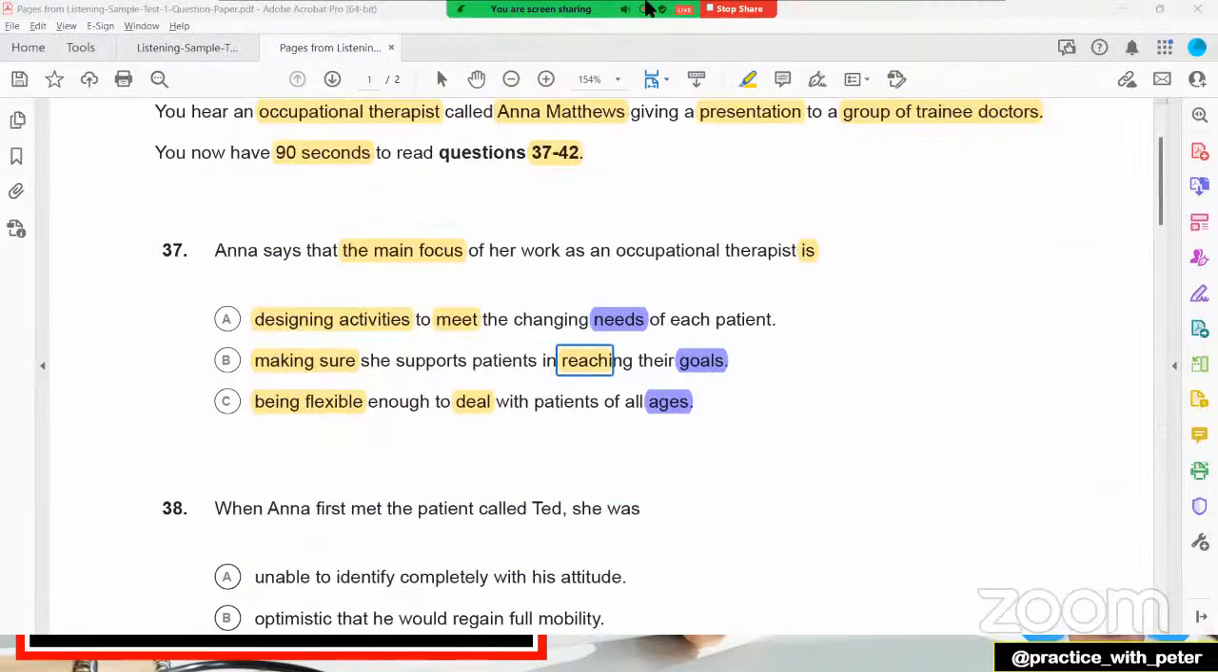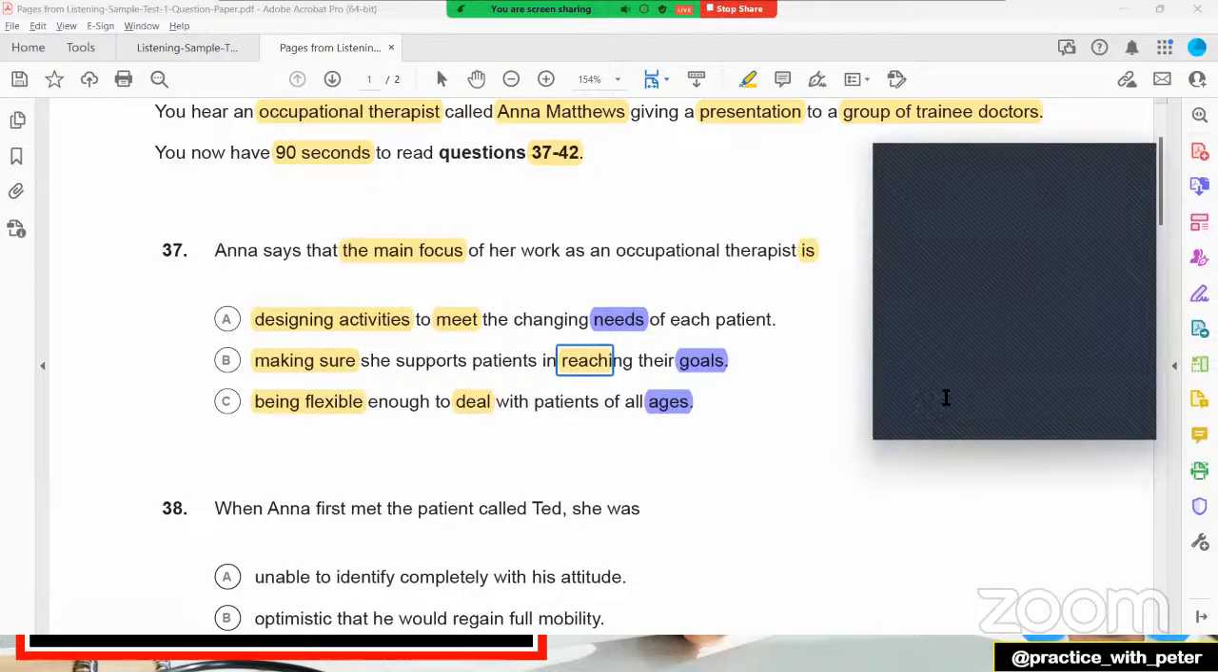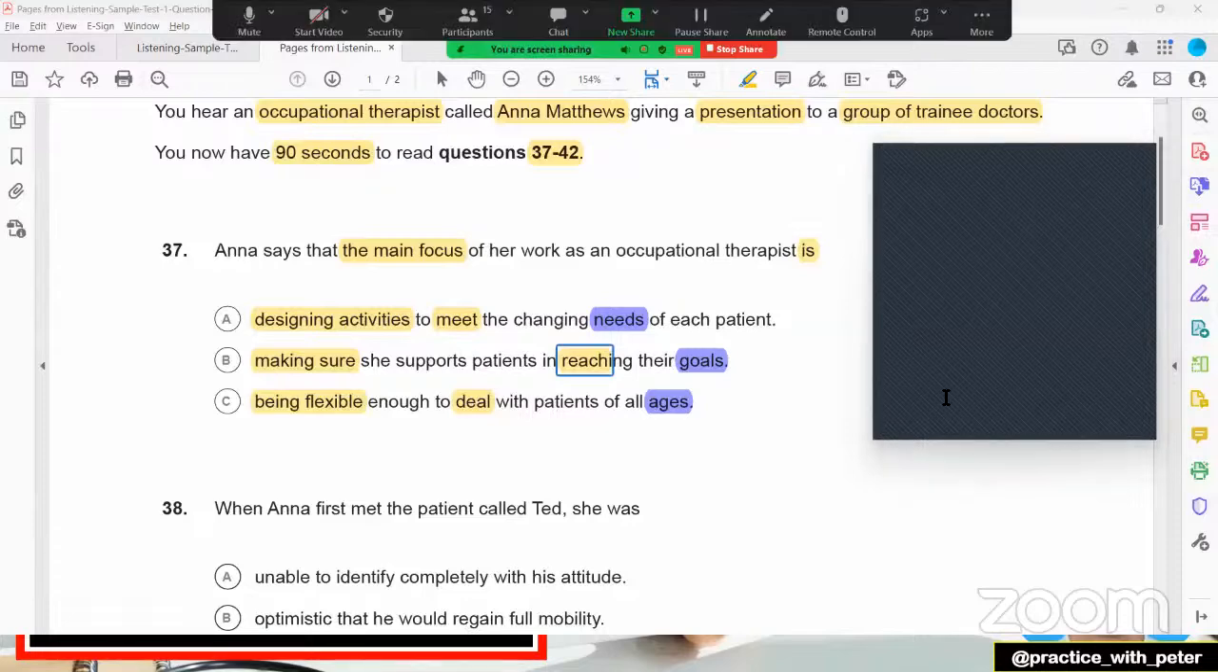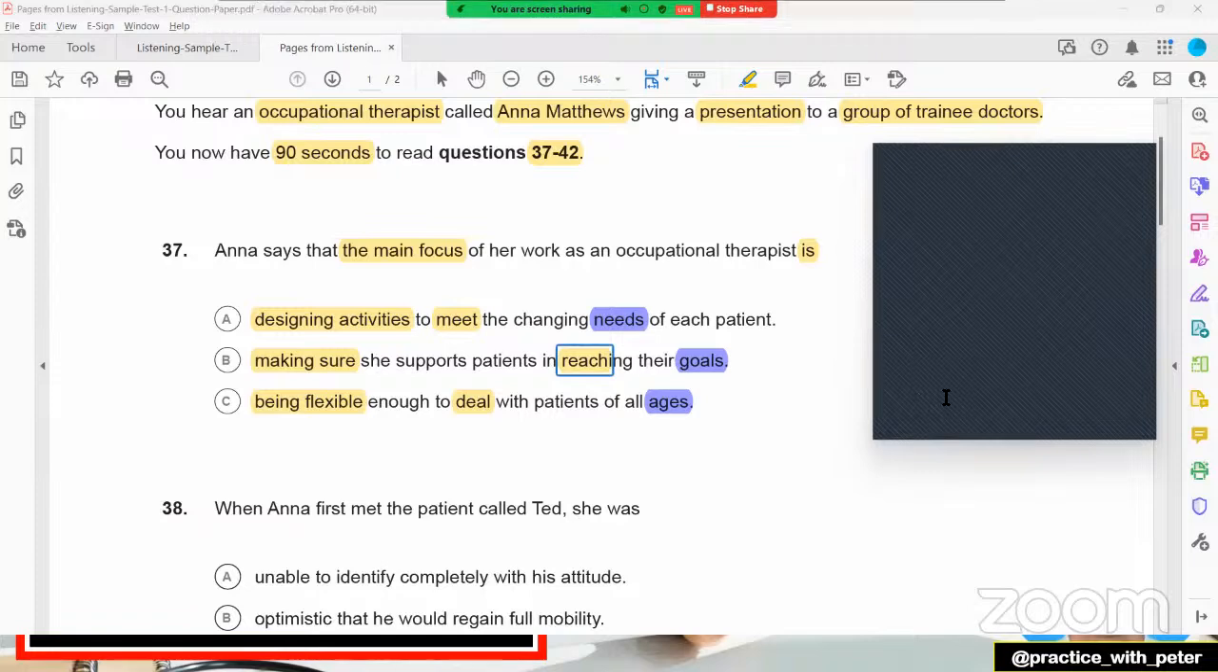Then next one, reach, also meet, same meaning. Okay. Then next one, make sure, ensuring, ascertaining, fulfilling. Okay. Seeing through. Okay. Ensure, confirm. Right.